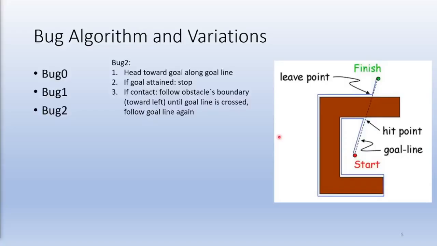The third and last simple bug algorithm is the Bug 2 algorithm. Here we have a line given from start to finish. We follow that line until we hit an obstacle. We left-handedly circumvent the obstacle, but we don't head towards the finish again as soon as possible, but we wait until we hit the line again. And when we hit the line, we head towards the finish.